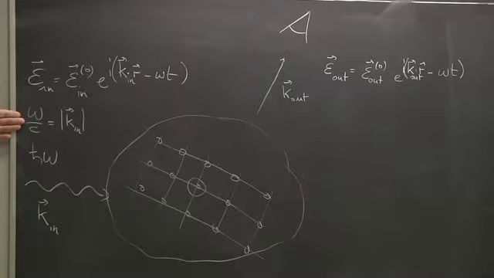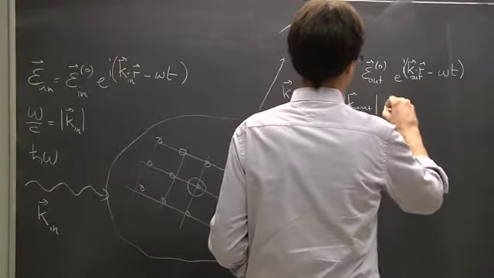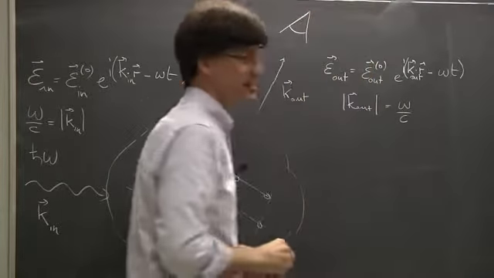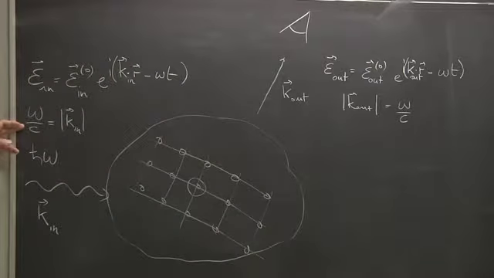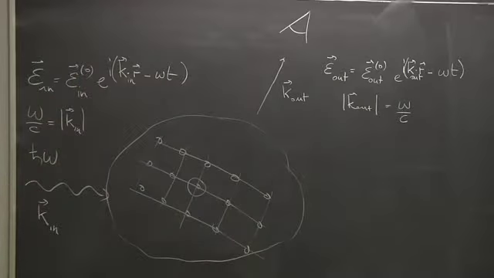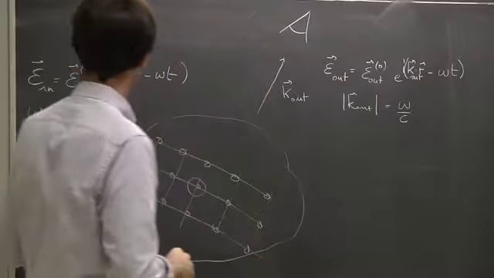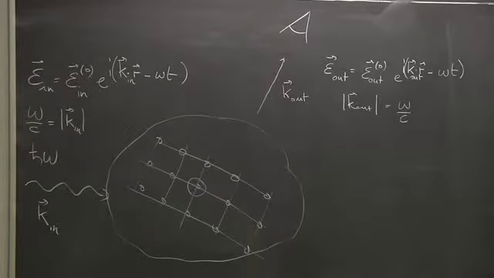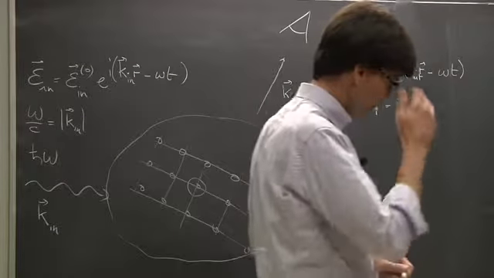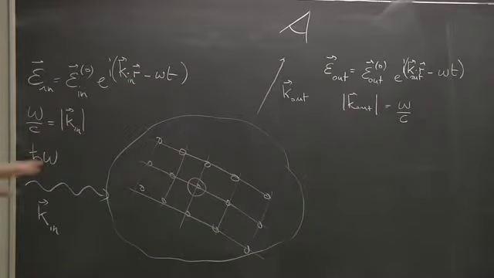Obviously, because of this relationship, I can also say that k out, being equal to omega over c, will have the same length, the same absolute value, as k in. It will be in a different direction, but it will have the same absolute value, because omega is the same. So I fixed a number of things here in my expression, and I related them to the incoming field.